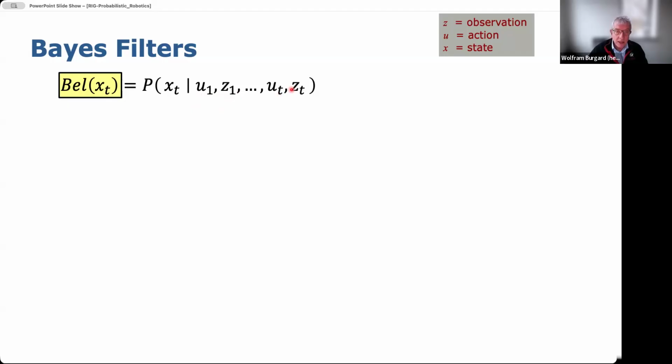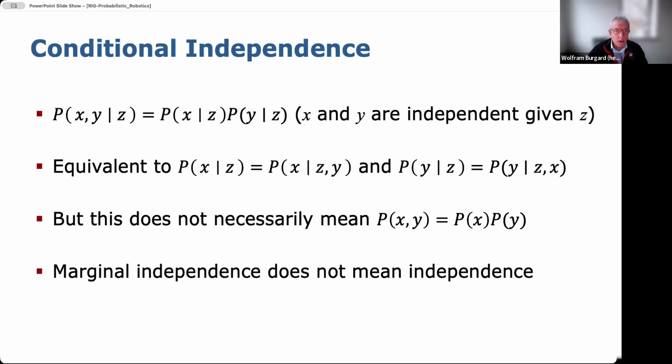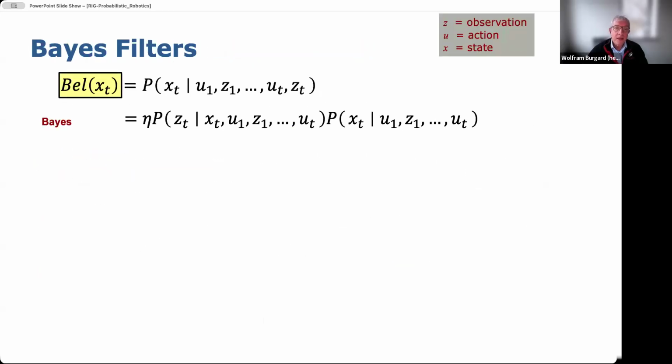When you have a closer look at Bayes' rule, what it basically says is that if you only have P of xt given zt, this is going to be P of zt given xt times P of xt divided by P of zt. And what we are going to do now is treat all of this as background knowledge. And by doing so, we end up with this equation over here.